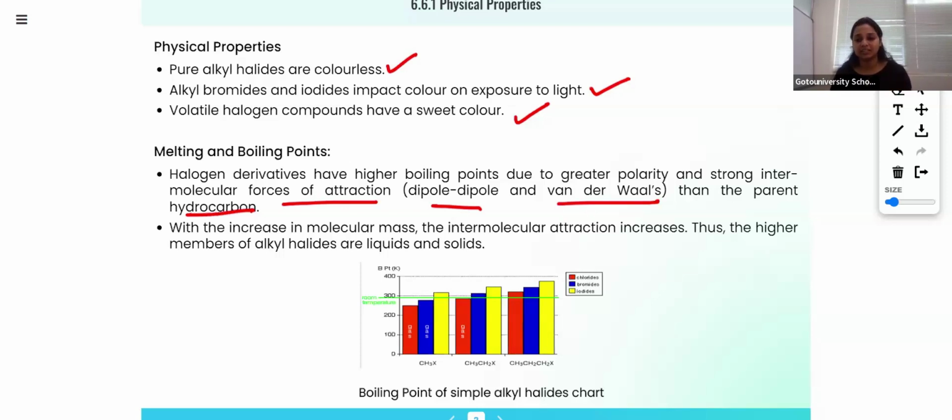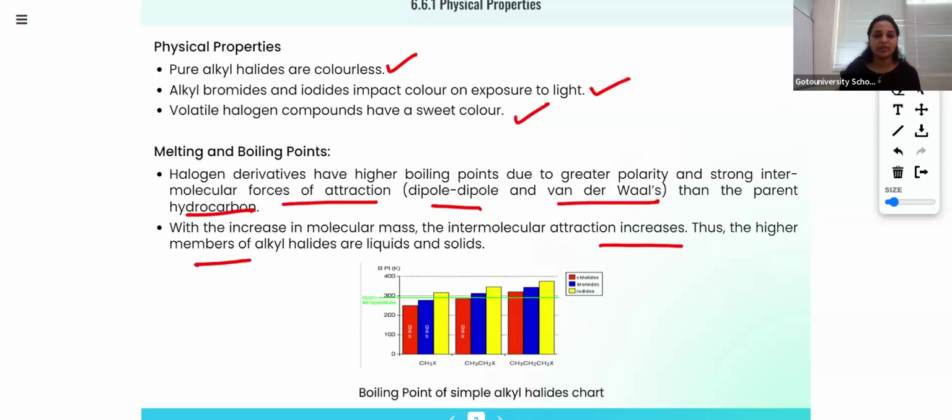Then van der Waals interaction is present between all the molecules, because it is not due to permanent electronegativity. It is due to the movement of electrons between the atoms. Electrons fluctuate between the atoms, so one atom gets a negative charge and the other gets a positive charge at a particular moment. Then they change their poles. Got it. So with the increase in molecular mass, the intermolecular attraction increases.